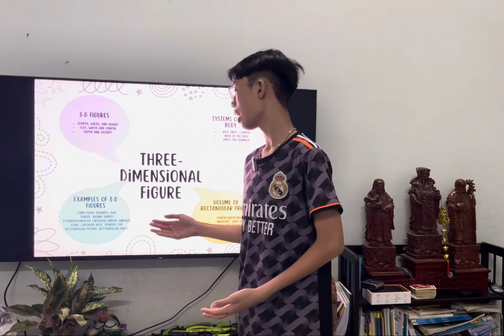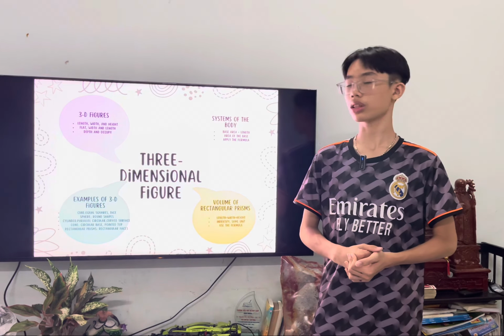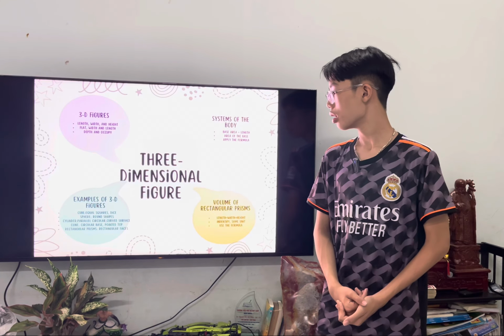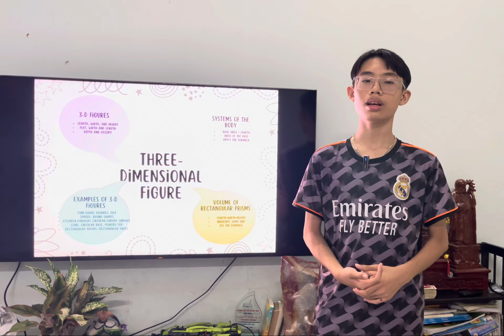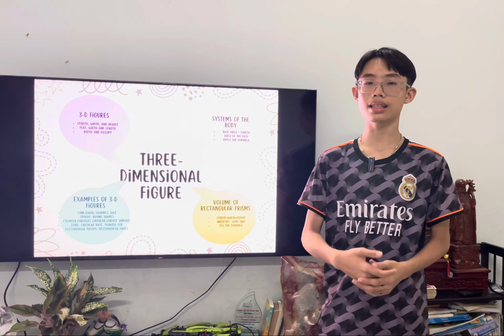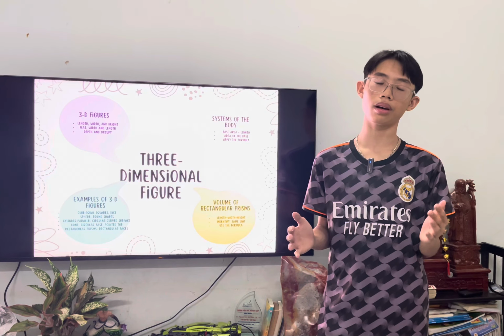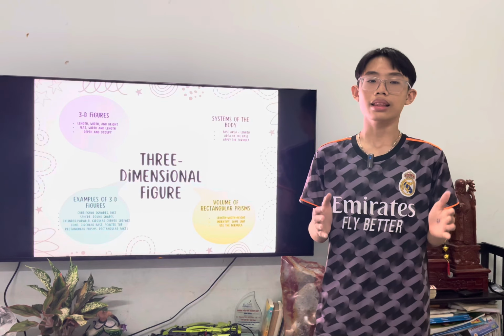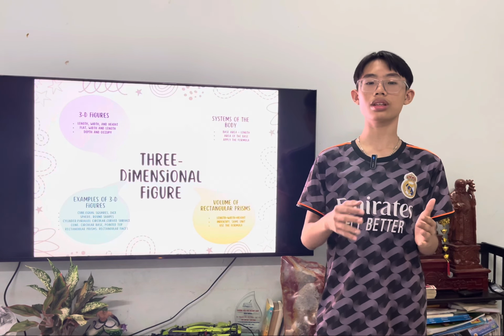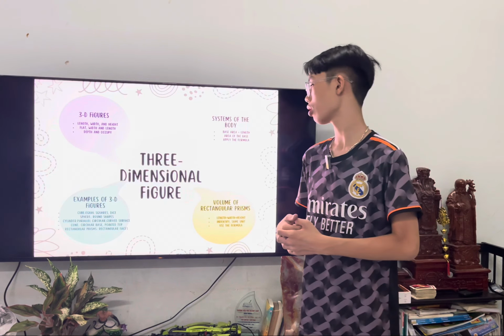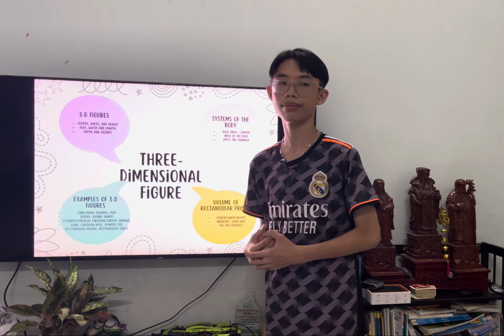Next is the cylinder. The cylinder has two circular shapes. It means that there are two circles at the bottom and the top. Then these two circles are connected with a curved surface.